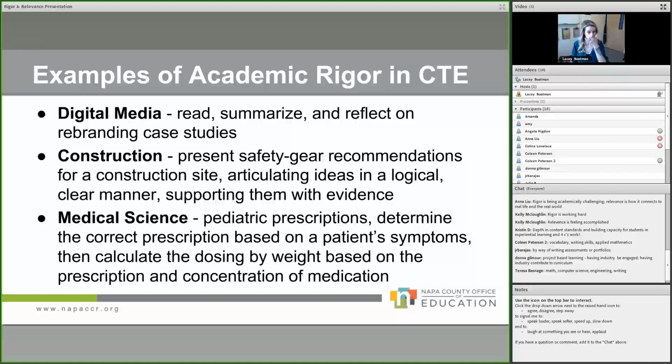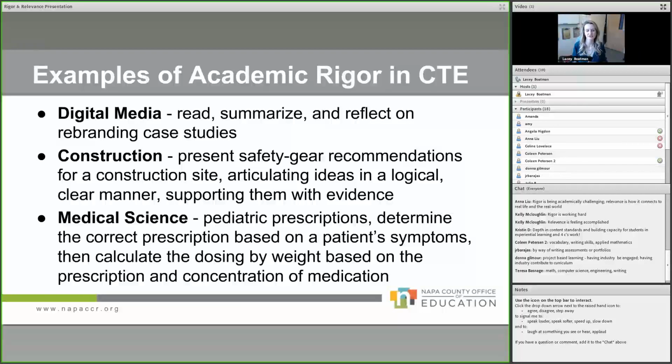So the construction, presenting these ideas, but backing it up with supporting evidence. And again, that same concept can be in any industry sector where you're presenting a case or students are presenting their idea and they're backing it up. They're supporting that idea with evidence.